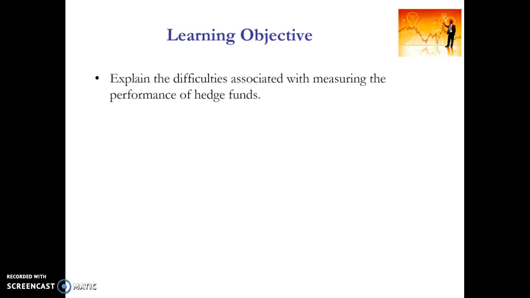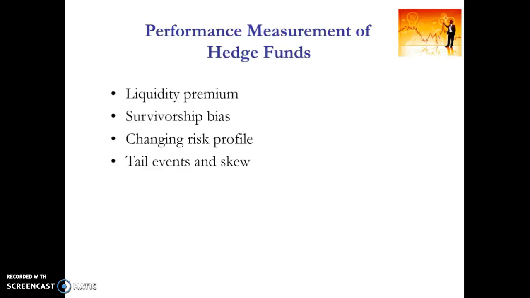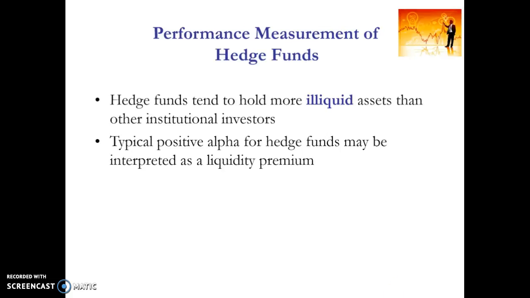In this learning objective, we explain the difficulties associated with measuring the performance of hedge funds. There are a range of reasons why performance evaluation in the context of hedge funds is a bit different from evaluating other portfolios. In particular, we have 4 issues to consider: liquidity premium, survivorship bias, changing risk profiles, and tail events and skewness. As we've already discussed, one of the key differences between hedge funds and other investment vehicles such as managed funds is that they tend to hold more illiquid assets.